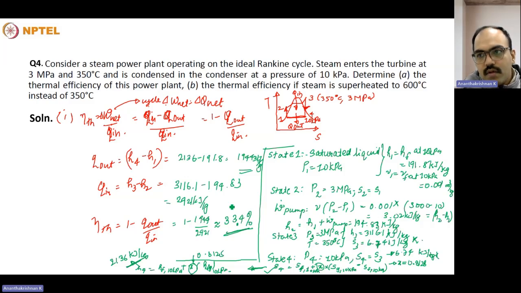The second problem is where the steam will be superheated in the boiler, giving much more heat, to 650 degrees Celsius instead of 350 degrees Celsius. And we have to see what changes it makes to the thermal efficiency of the cycle and what inference we can deduce from it.